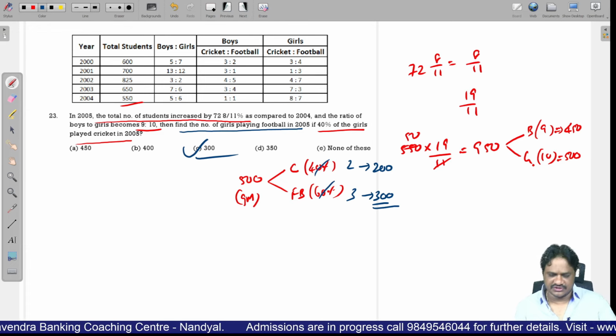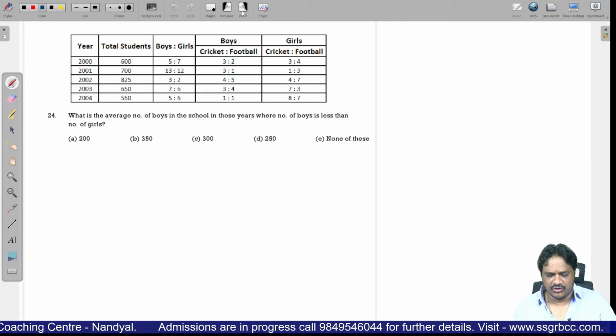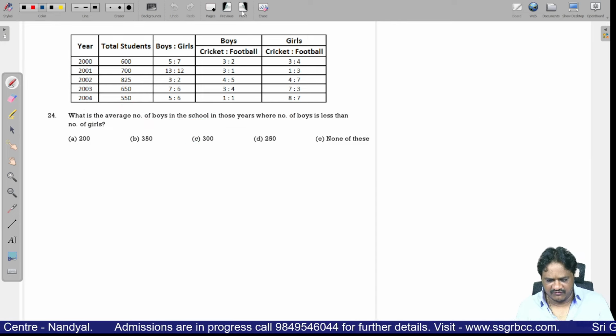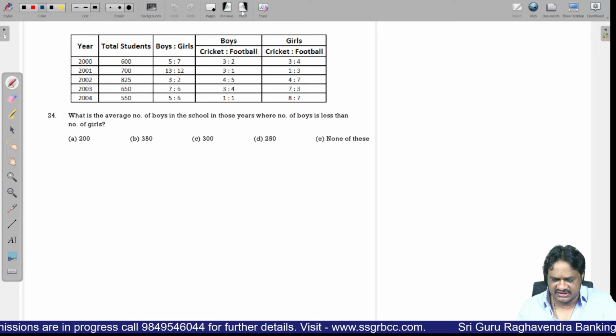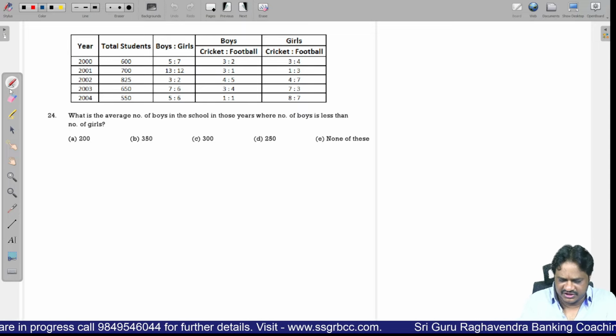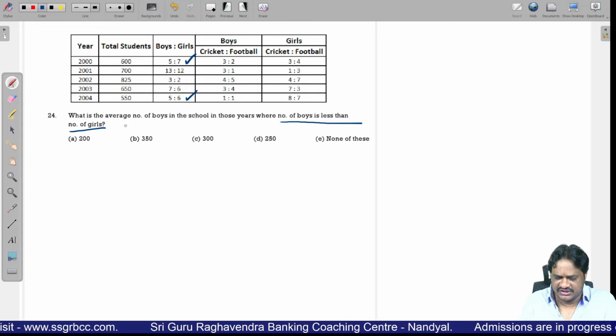See the next question. What is the average number of boys in the school in those years where boys is less than girls? See how to observe the ratio for this. Here one clause is given, boys is less than girls. In this, boys are less than girls in 2000 and in 2004. You have to calculate the boys and find the average.